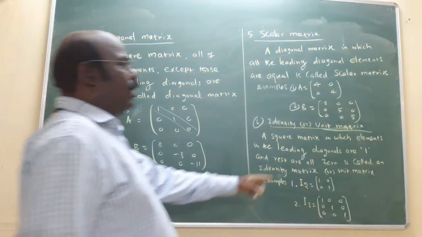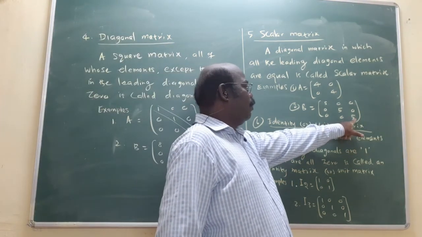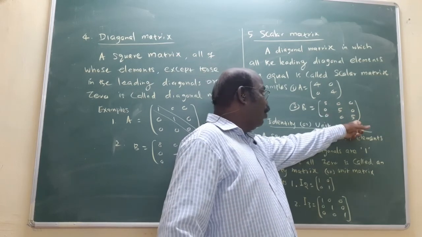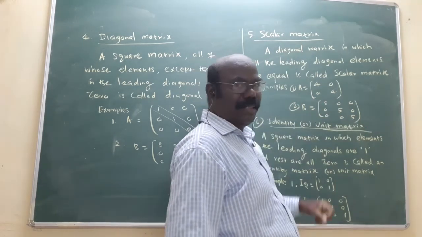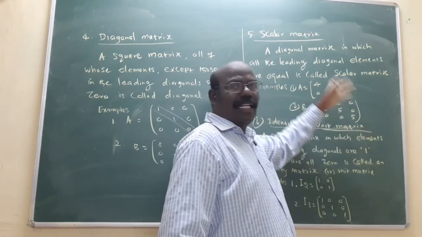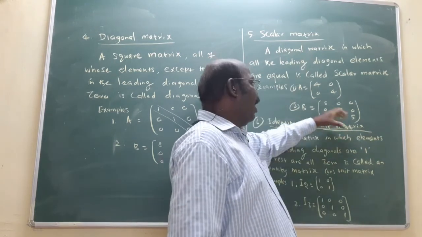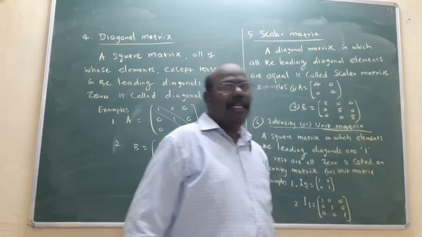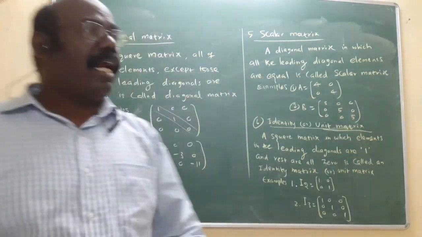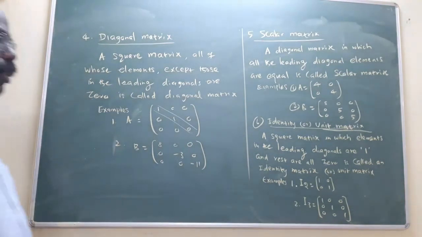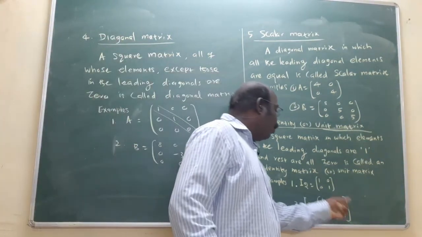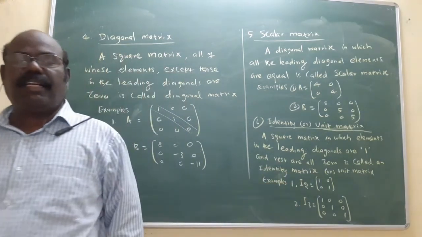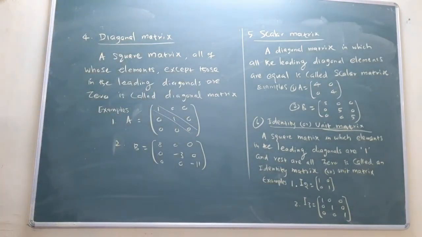Suppose here there are zeros, what is the meaning? Suppose the diagonal has 5 and 0, that is a diagonal matrix. If all are equal to 5, that's why it is a scalar matrix. If all are equal to 7, that's why it is a scalar matrix. Everything above and below the diagonal is 0, but the leading diagonal is not zero and has the same number. Suppose all are equal to 1, that is called a unit matrix. In this way, 3 definitions. Very important for 2 marks.